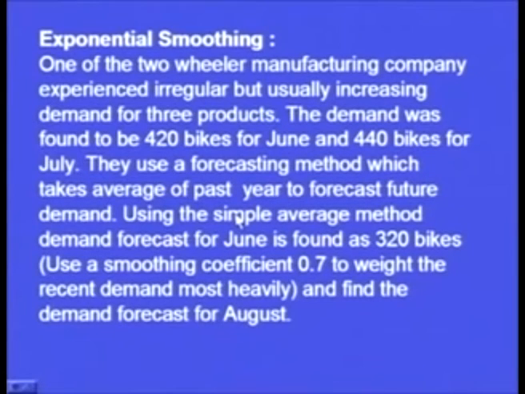So, in the first method, simple average, we used the previous data, averaged it out, and then we got the forecast. So, they are doing the forecasting using the simple average method, and that forecast for the month can be found out as 320 bikes. How 320? Because 420 plus 440, and then we are dividing. The usual simple average method, demand forecast for June is found to be 320 bikes. So, the demand forecast is available, and the previous month's actual demand is also available.